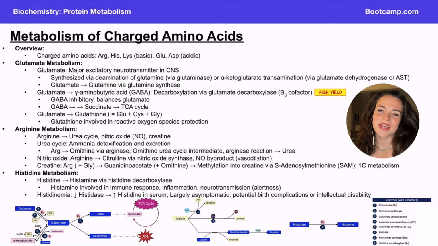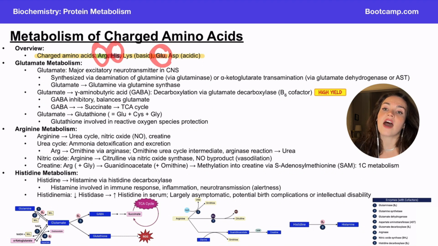Hi everyone, my name is Paige, and thank you so much for joining me for our lesson on the metabolism of charged amino acids. Like we discussed in our Intro to Proteins video, there are several charged amino acids. These include arginine, histidine, and lysine as the basic amino acids, and glutamate and aspartate as the acidic amino acids. And some of these charged amino acids, like arginine, histidine, and glutamate, have metabolic pathways that are important to know for the Step 1 exam.